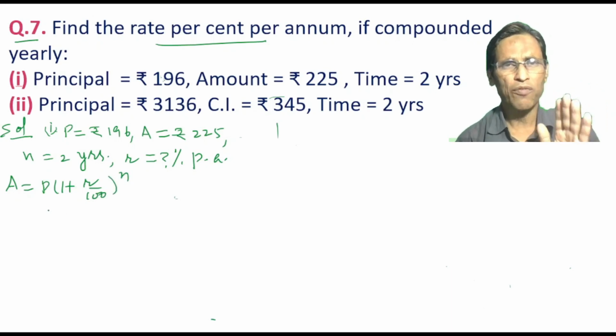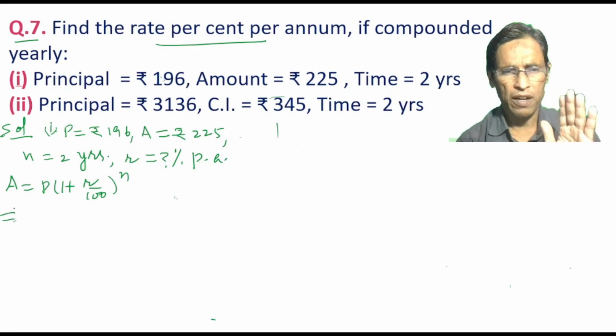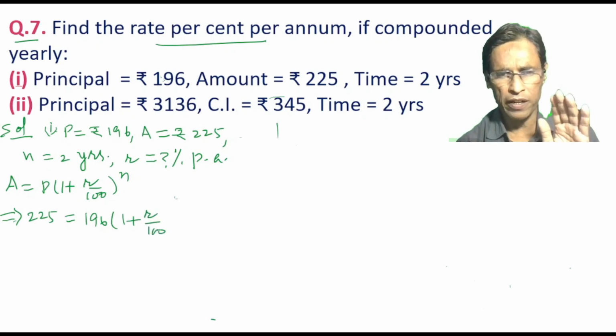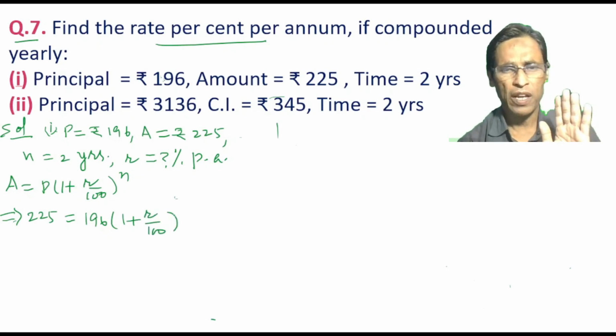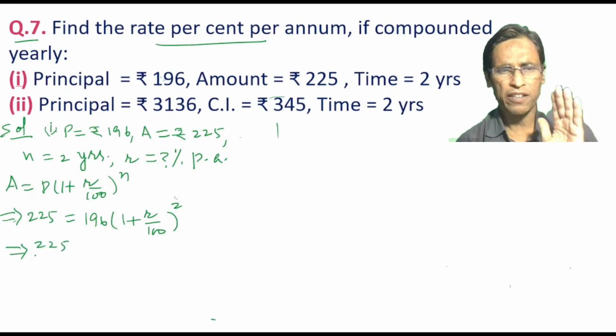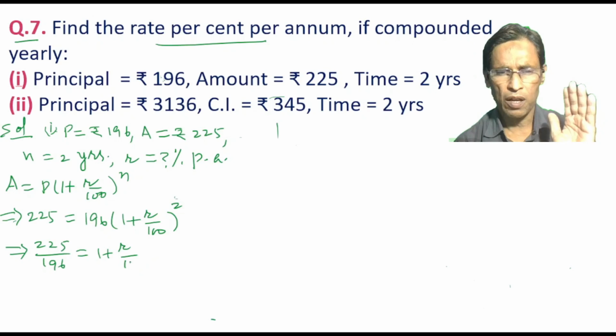Now we replace the terms with the information given, and so A is replaced by 225, P is replaced by 196, and under bracket 1 plus R by 100. Since R is not given, so it will be as it is, and to the power N. N को replace करेंगे 2 से. Now in the next step 196 को from right side to left side लाया जाएगा. Then we get 225 by 196 equal to (1 plus R by 100) to the power 2.